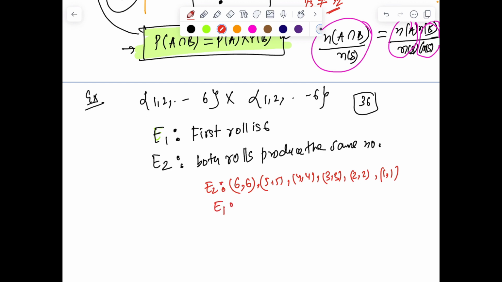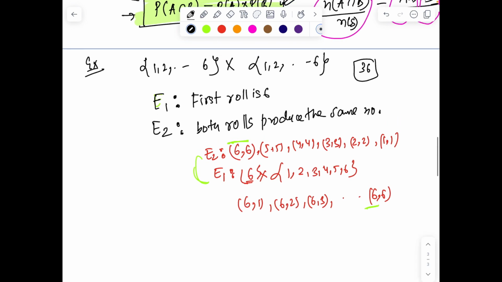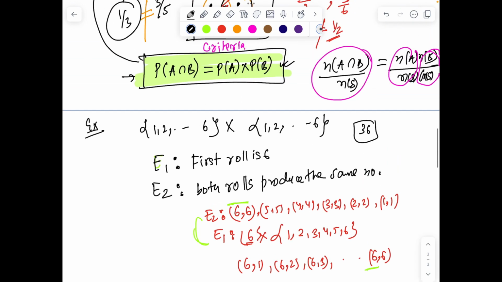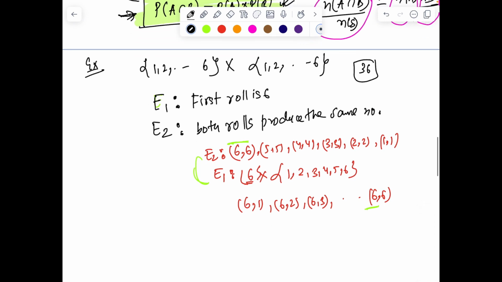Now again, the first roll is 6, corresponding to the first dice, so the other dice can show 1 2 3 4 5 6. So we have 6 1, 6 2, 6 3 and so on up to 6 6. Mistakenly you can feel like, okay, 6 6 is present here, 6 6 is present here, so these two events are dependent events. Now this is a completely wrong conclusion. That's why I always warn you to solve these kinds of problems and to get a feel of this after using the mathematical definition.